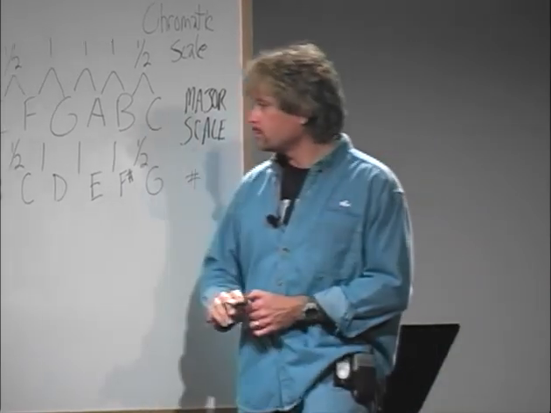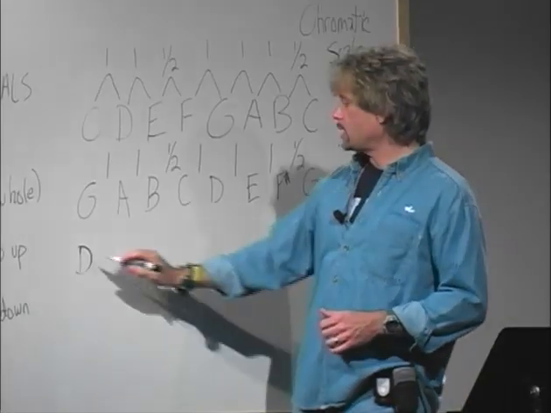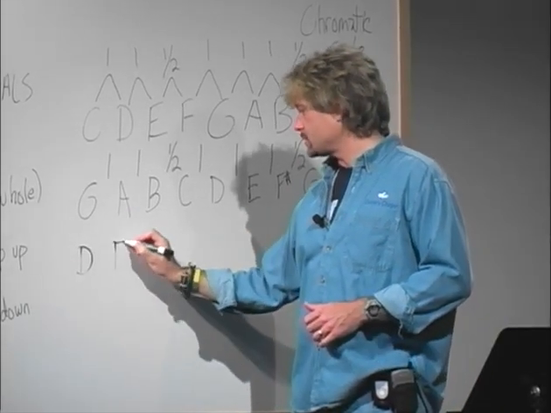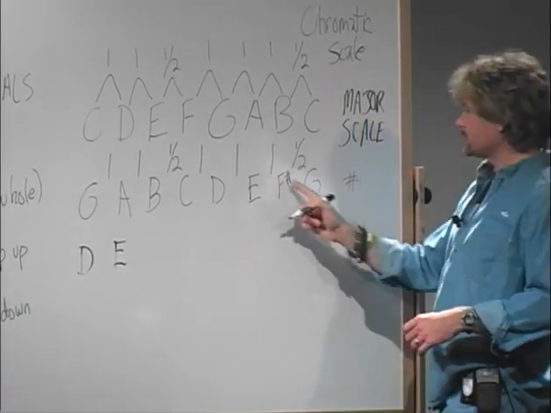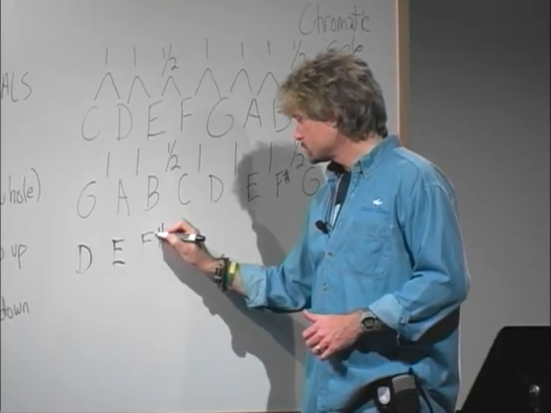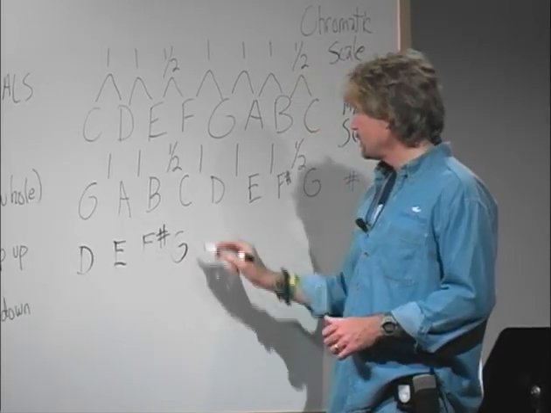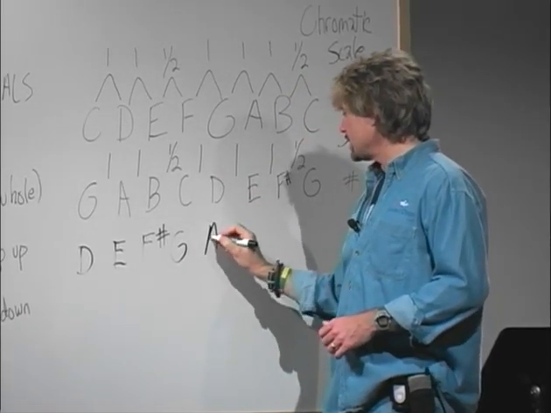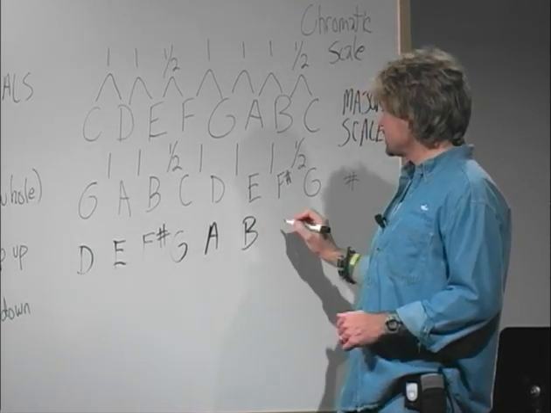Now, let's try one more. And this time we'll try the D. So up a whole step from D is E. Up a whole step from E, where we saw this here, is the F sharp. A half a step up from the F sharp is the G. Whole step up from the G is the A. Whole step up from the A is the B. Whole step up from the B.